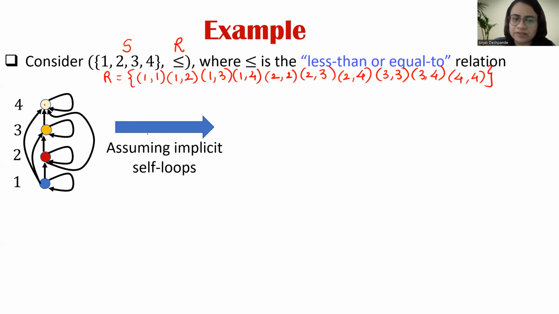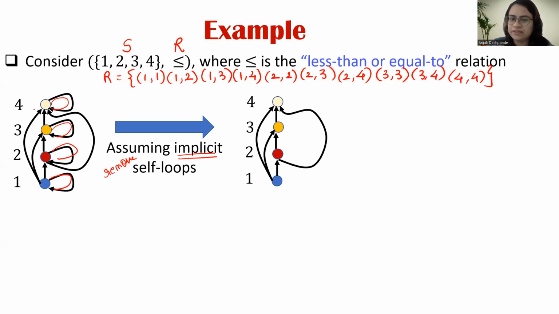First step is you have to assume that self loops are implicit and remove them. Self loops are these: 1 is related to 1, 2, 2, 3, 3 and 4. So after removing these self loops, my diagram will become like this.